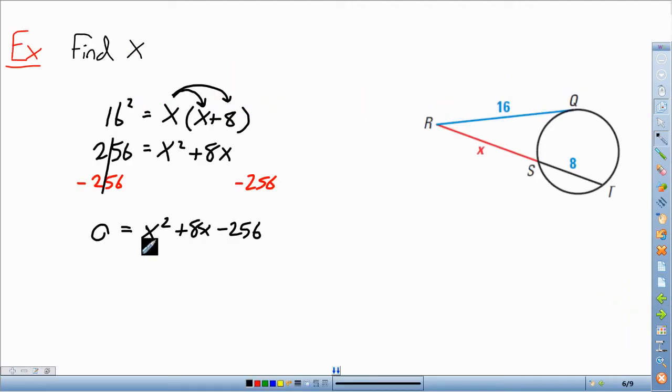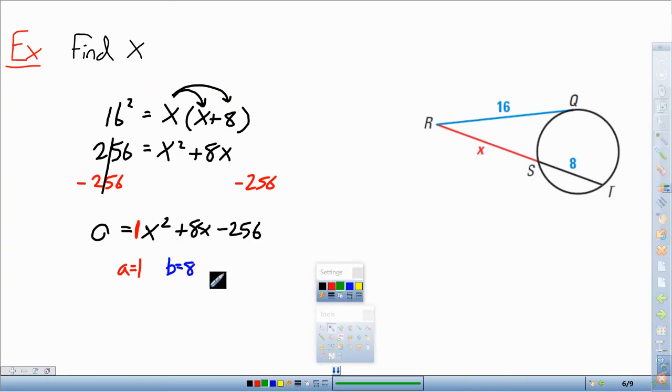Ours is kind of flip-flopped, by the way, with 0 on the left. We could put 0 over on the right like this, if that helps you, but it really doesn't matter. What I want to point out is what are our a, b, and c values? Our a value is this invisible 1, so a is 1. Our b value, which I think I made blue, is this number in front of x, which is a positive 8. And our c value is this number by itself, which is a negative 256.